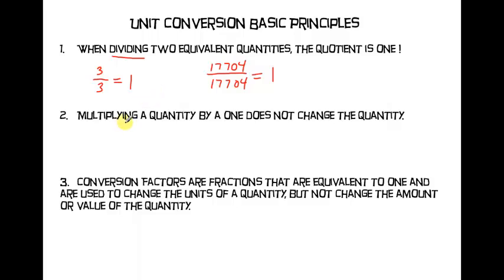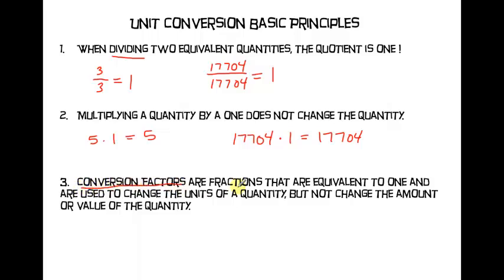The second one is that when we multiply a quantity by the value 1, it doesn't change the quantity. If I start with 5 and I multiply by 1, my answer is going to be 5. Just the same thing I started with. If I start with 17,704 multiplied by 1, well, the answer is pretty clear. It's 17,704. And so these two properties are actually used to convert units, but notice I haven't used any units yet. And so we're going to look at what are called conversion factors.